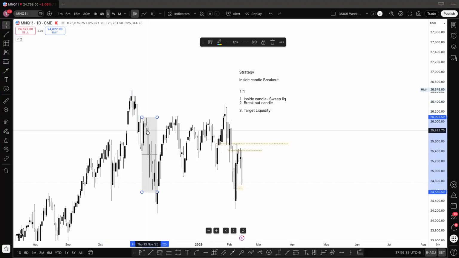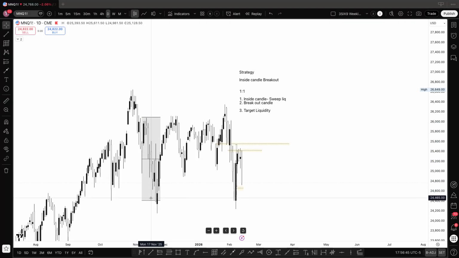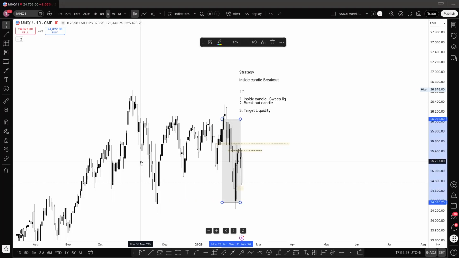This is an inside candle. This is a breakout candle. I would hold this like that. That's how I would go bearish.